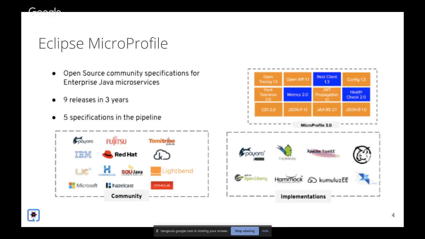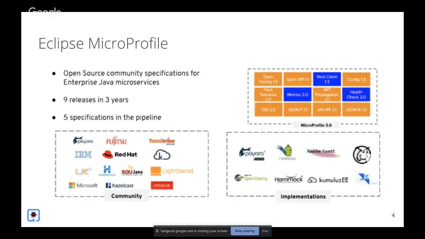So on the lower left-hand side, you can see it's a rather large community, both vendors, organizations, and individuals. A very active community, microprofile.io. And in the lower right-hand side, you see a bunch of implementations. And Quarkus, which I'll be talking about, is also an implementation. We just haven't fully run the MicroProfile TCKs yet.